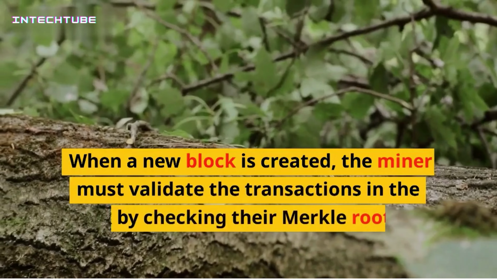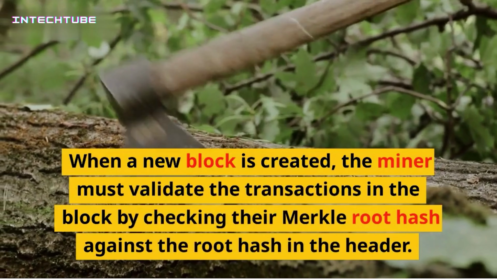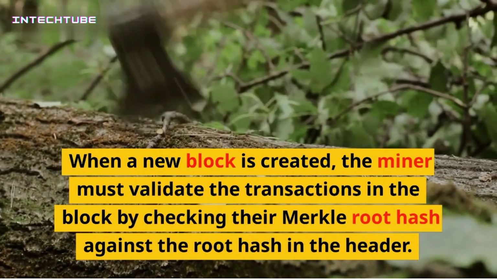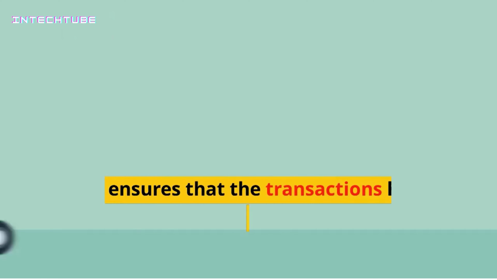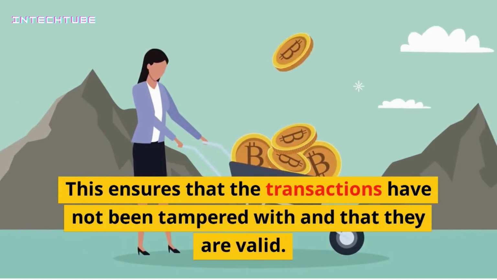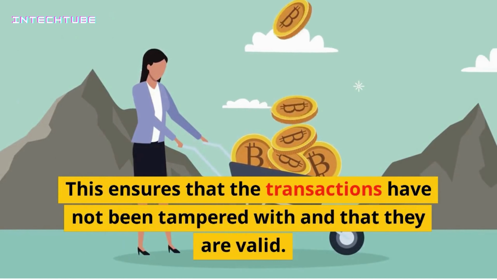When a new block is created, the miner must validate the transactions in the block by checking their Merkle root hash against the root hash in the header. This ensures that the transactions have not been tampered with and that they are valid.